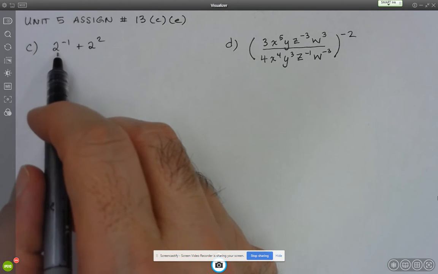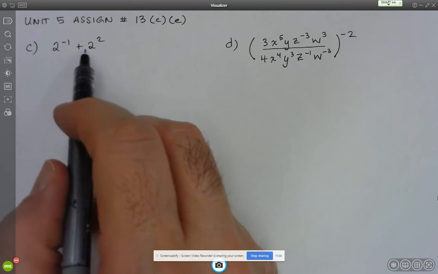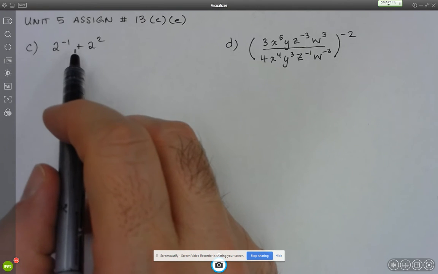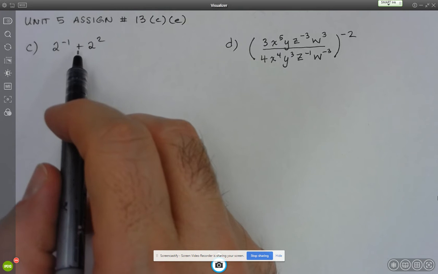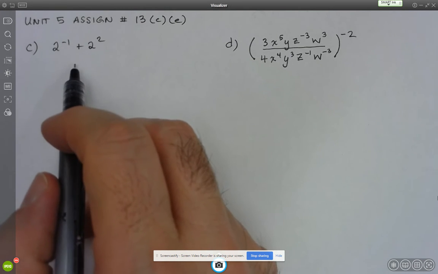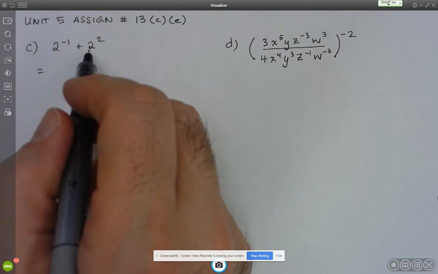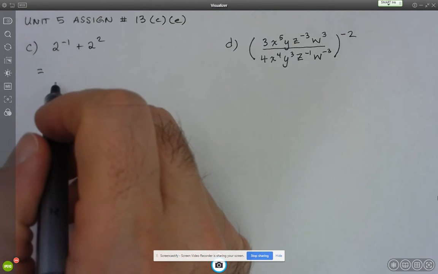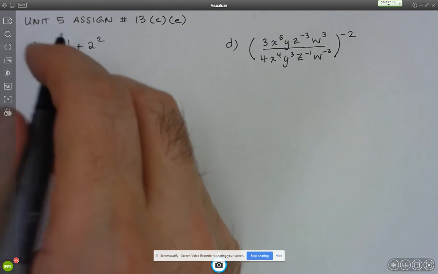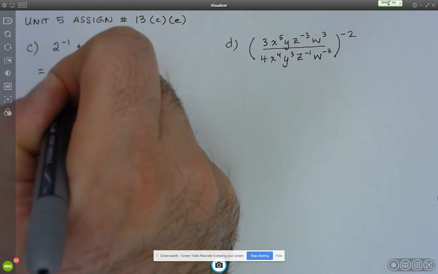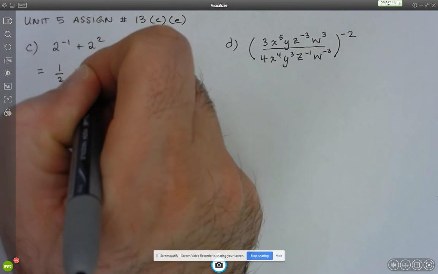Because the operation between the two powers, even though they have the same base, is an addition. It's not a multiplication or division. So that means I'm going to have to do this the long way, meaning I have to first start by simplifying each of the individual powers, okay? So 2 to the negative 1 is the same as 1/2, and then of course 2 squared is 4.